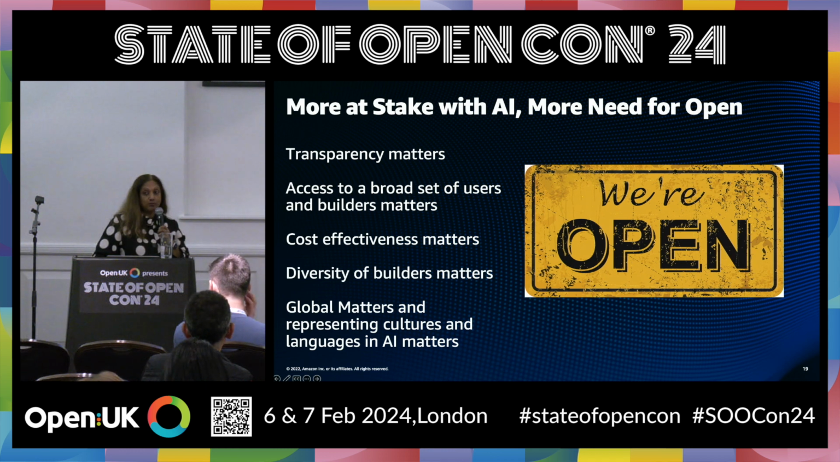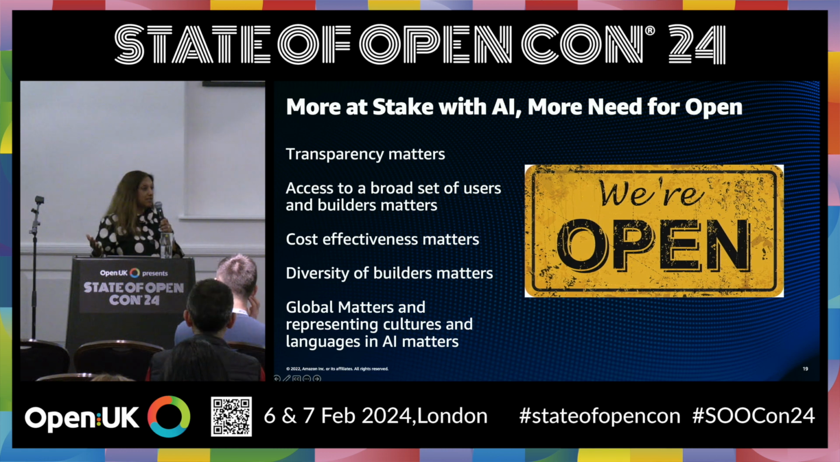Transparency is extremely important from a bias perspective, from a fairness and justice, et cetera, perspective. I think we need a broad set of users working in the open source ecosystem more than ever. Cost effectiveness is more important than ever. Compute costs and access to data costs cut out a lot of people, and we need that to go down. Diversity of builders matters, as we talked about from a bias perspective, and representing globally the people of the world and their languages and culture is so important.